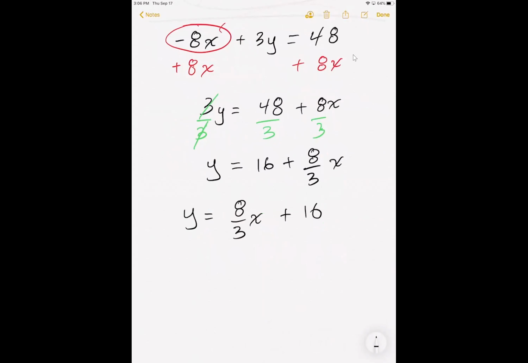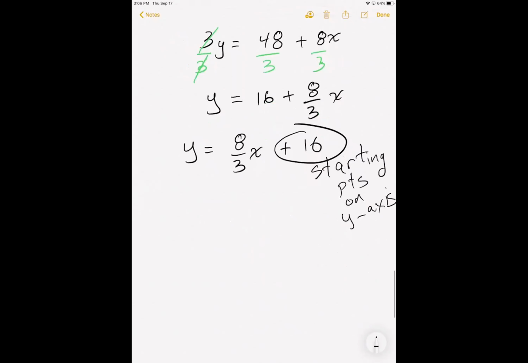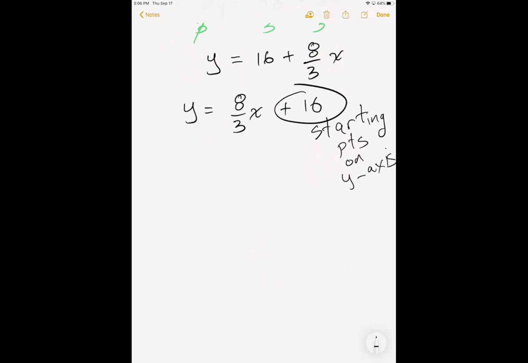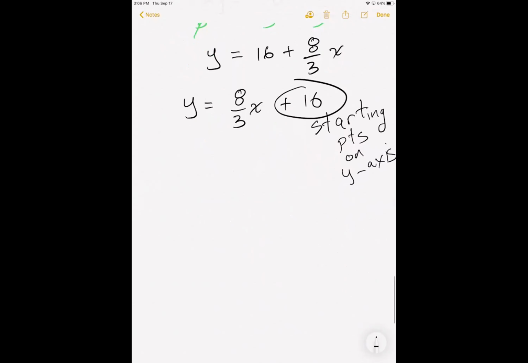Why? Because hopefully you guys see that this is the constant. And the constant is your starting point on the y-axis. Question so far? And we know that my starting point is going to be on my graph.